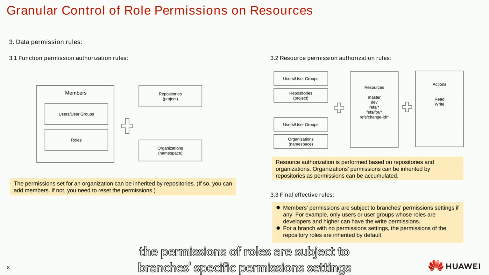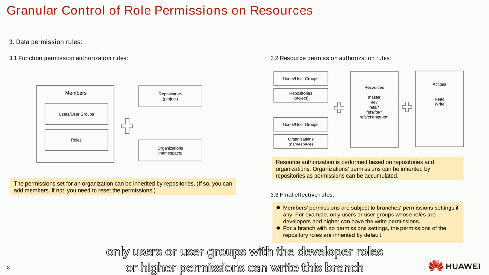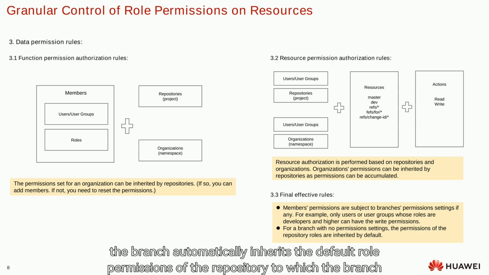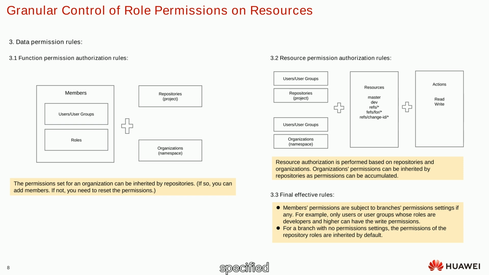First, the permissions of roles are subject to branch-specific permission settings. For example, if the right permission is set for a branch, only users or user groups with the developer roles or higher permissions can write this branch. Second, about the default permission inheritance. If no permission is set for a branch, the branch automatically inherits the default role permissions of the repository to which the branch belongs. This means all branches will use all the permissions of the repository unless otherwise specified.